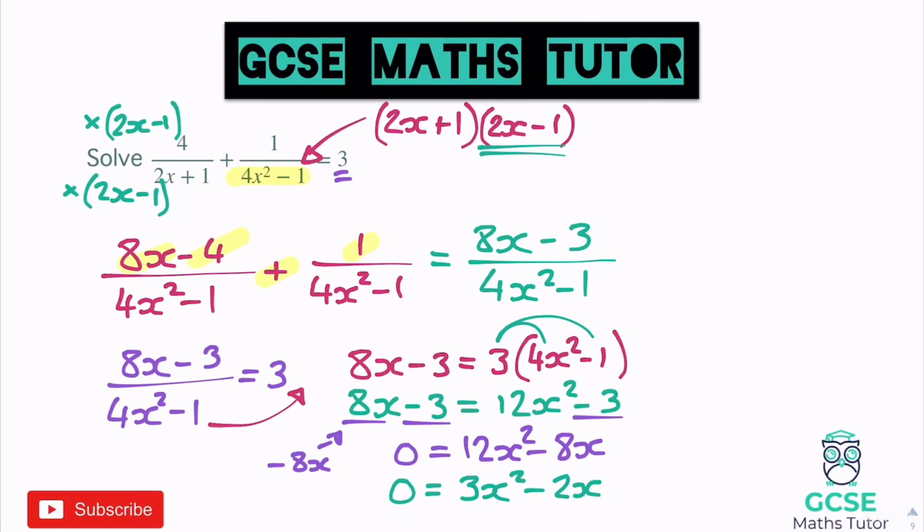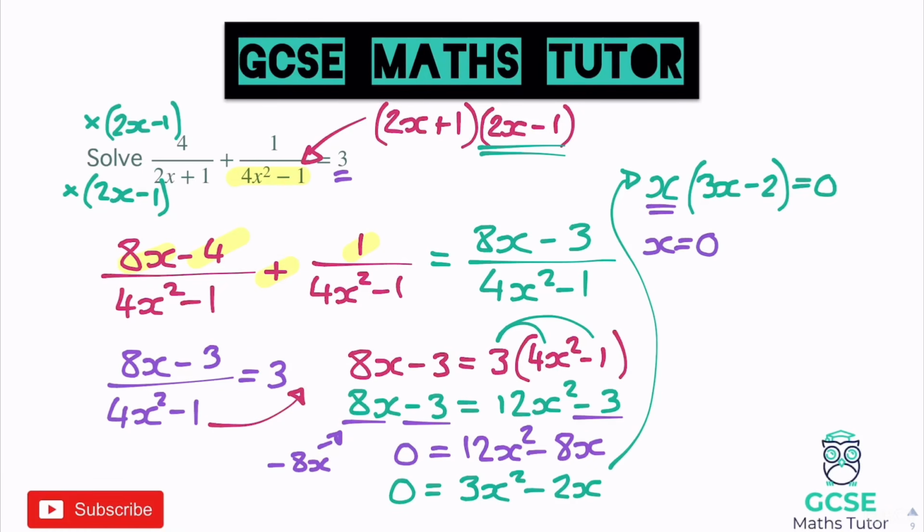So if we factorise that, let's see what we get. Let's make ourselves a bit of space. Let's bring this up here. So when we factorise that, we get x brackets 3x minus 2, and that's what equals 0. And there we go, we can get our two solutions from this. We have the one solution there, which is just the x on the outside with no number next to it. So for that one, x equals 0.